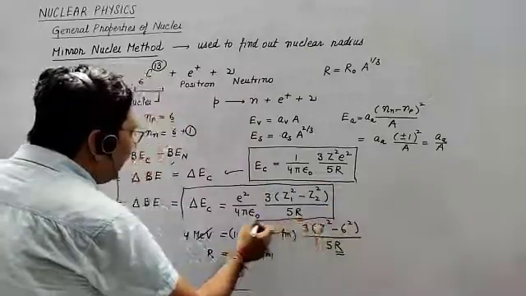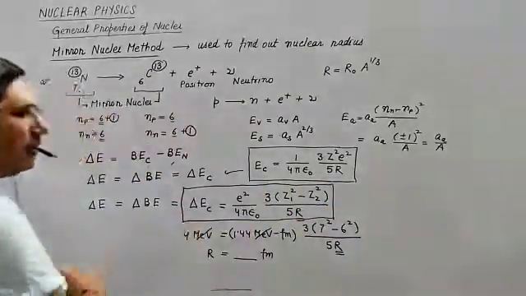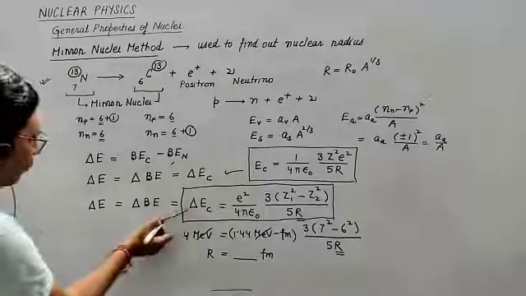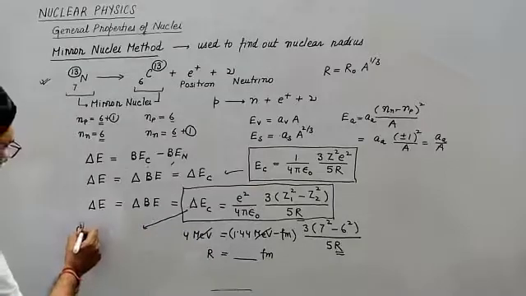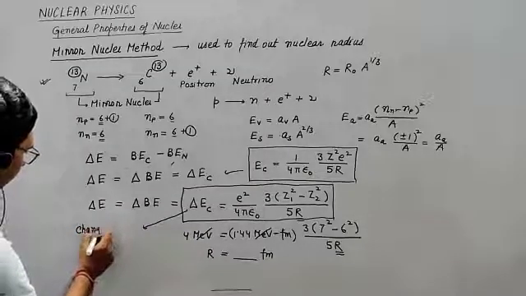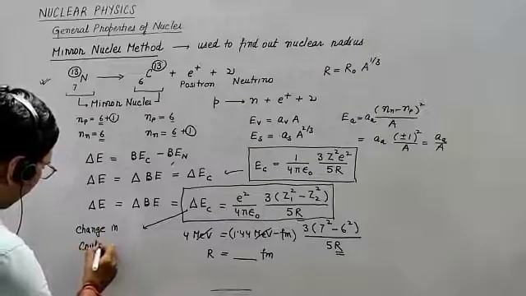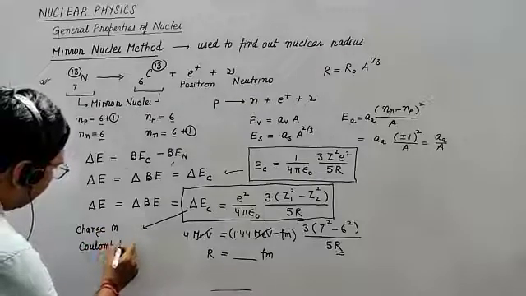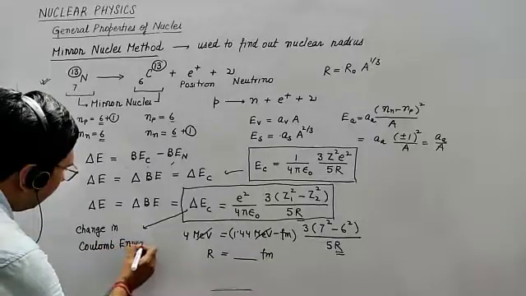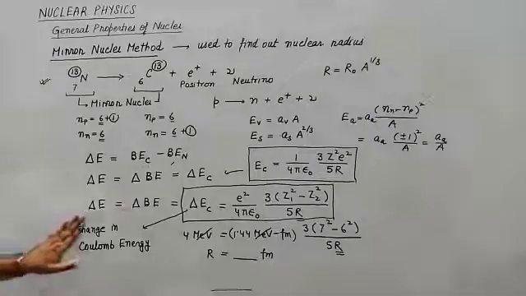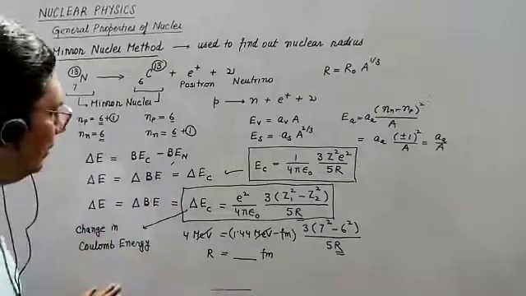So if they are providing you the change in Coulomb energy, then you will use this formula to calculate the radius of the nuclei, basically the nuclear radius of the nuclei. So this type of numerical can be in the exam.